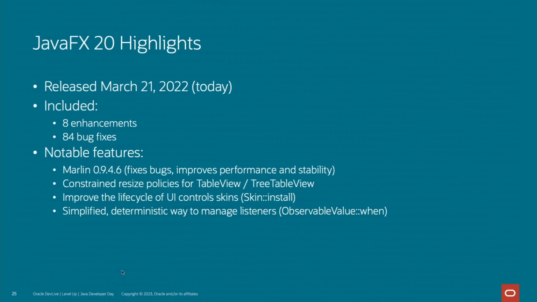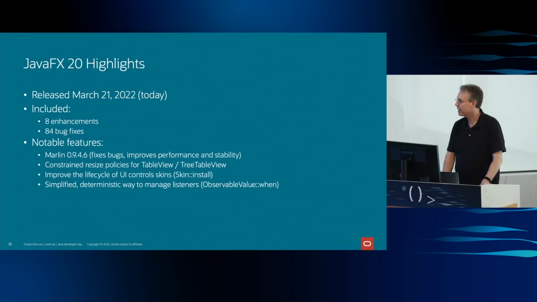And some of the more notable features that I'll highlight is a new upgraded version of Marlin, which is our rasterizer. And that fixed not only a number of bugs, but came with it a significant performance improvement. We also added constrained resize policies, including the ability to customize them. And we improved the life cycle of UI control skins in a way that allows us to do it without having memory leaks. And then again, we added a little bit more ease of use to managing listeners.